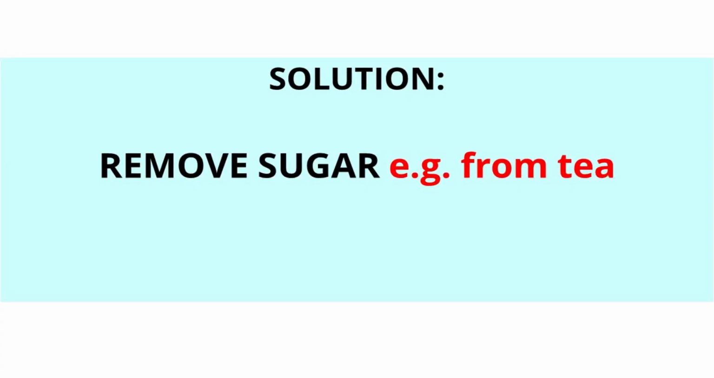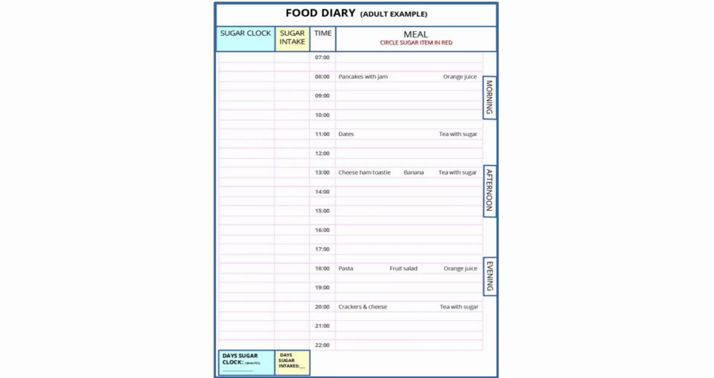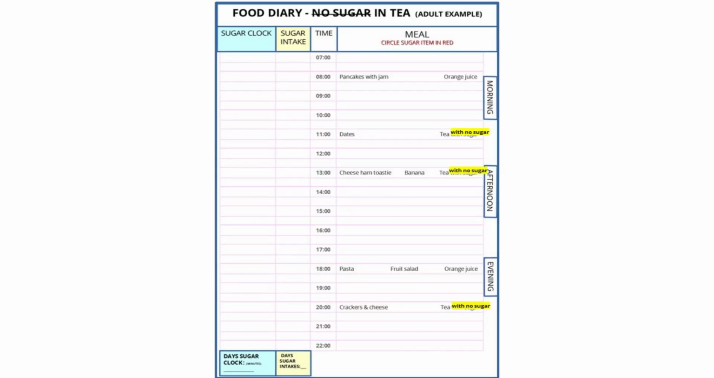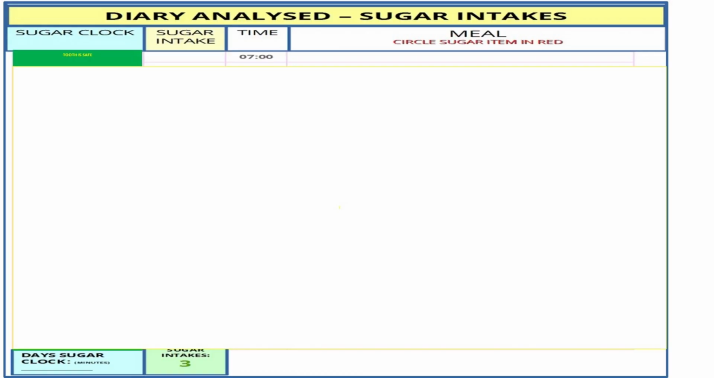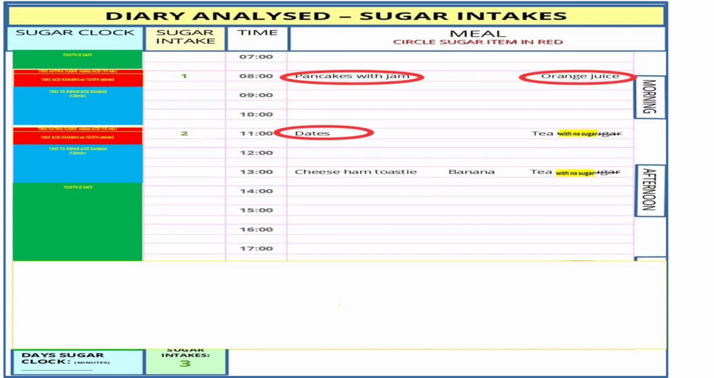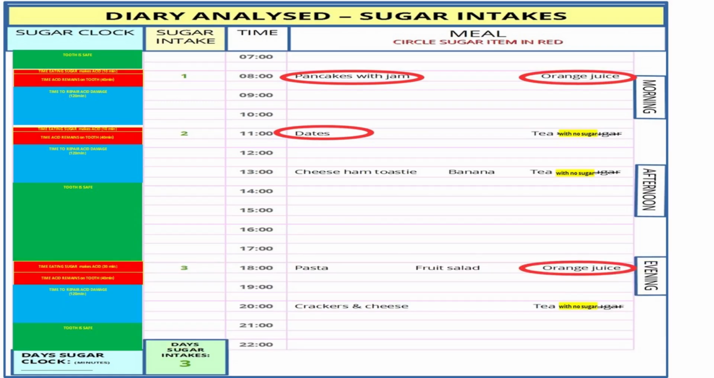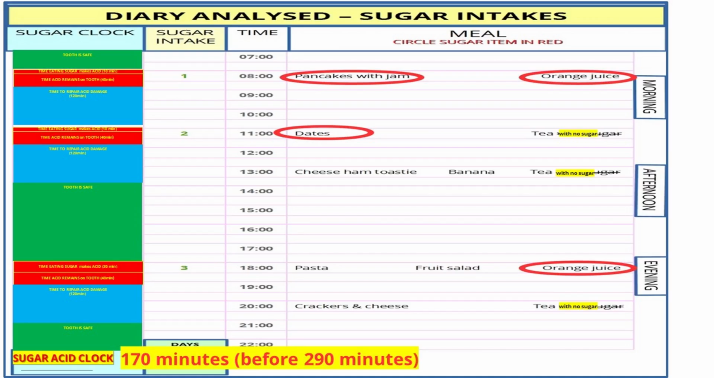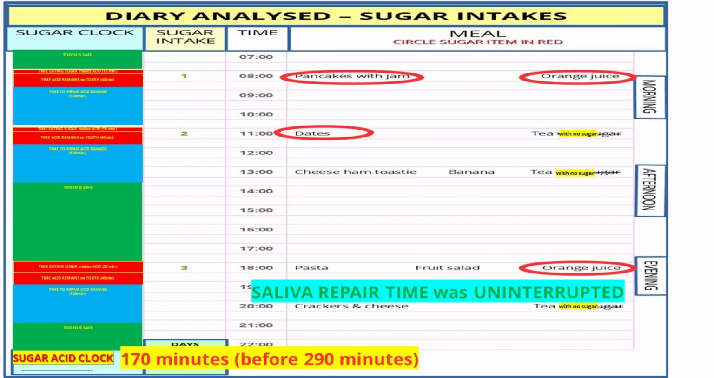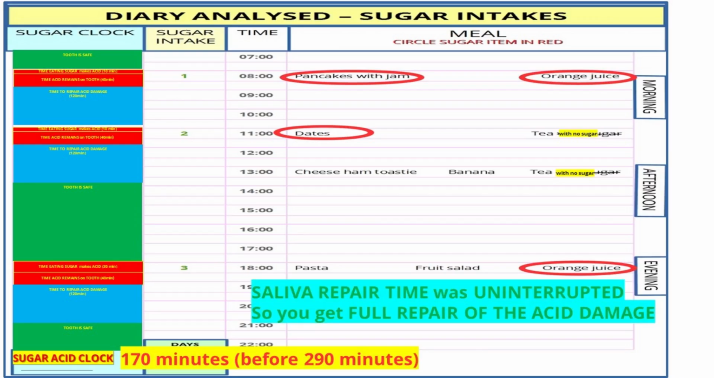So one solution is to remove sugar, for example from the tea. So doing the sugar acid clock analysis for the day, we get a sugar acid clock for the day of 170 minutes, whereas before it was 290 minutes. And we get saliva repair time uninterrupted, so you get full repair of the acid damage to the tooth.